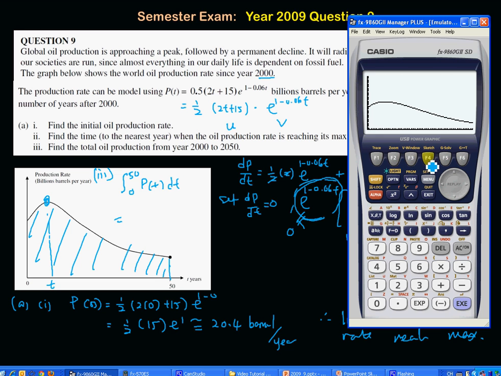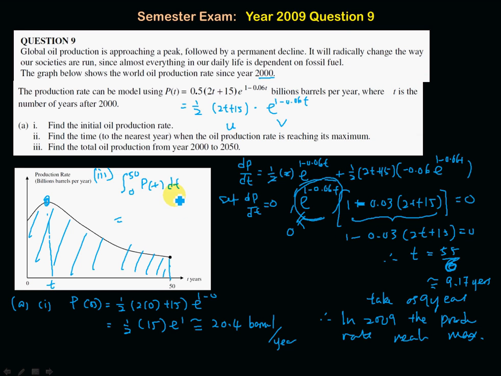And so I want to find the area from 0, the lower bound, to 50. From technology, I get the answer to be roughly 928 billion barrels. Okay, so move on to the next part here.